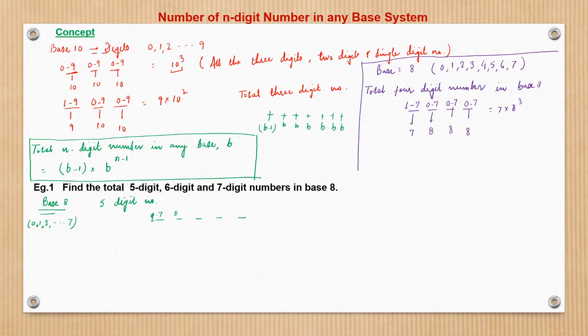Now the second place can take all the possible values 0 to 7. Third place can take all possible, and even this can take 0 to 7. So for 1 to 7 the total count would be 7. Here it will be 8, 8, 8, 8. So this becomes 7 into 8 raised to power 4, right?